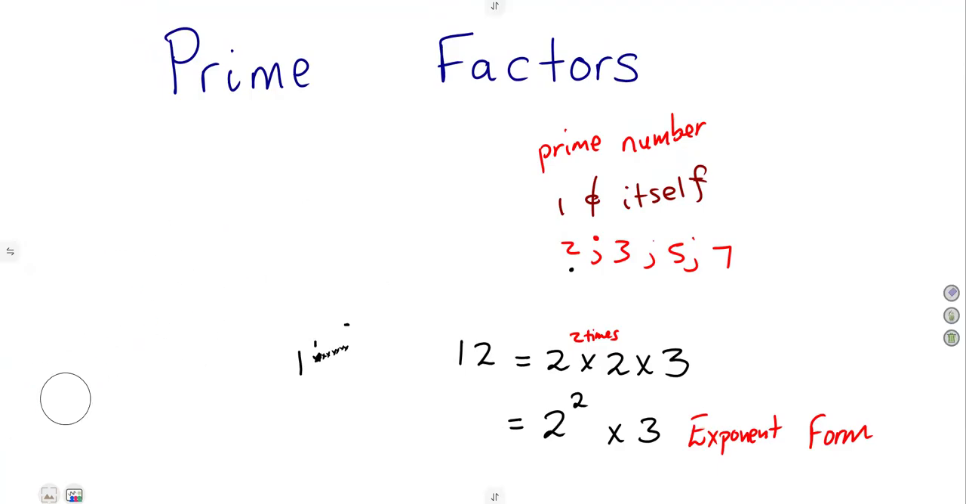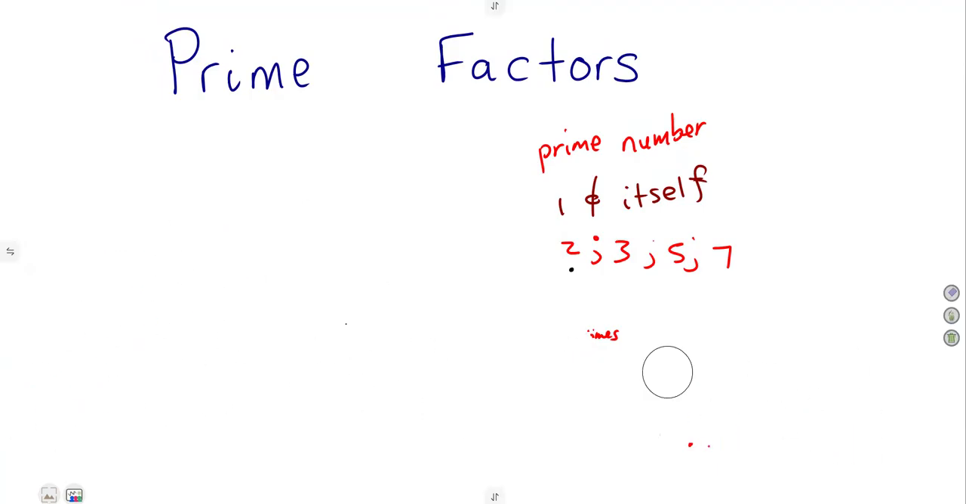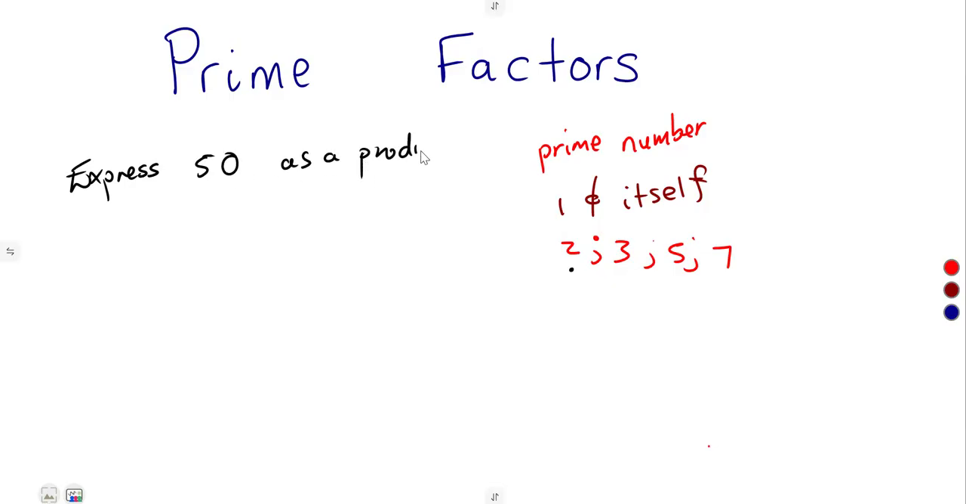All right, let's consider, this part is direct. Let us just consider one or two. We want to express these numbers as a product of their prime factors. So express 50 as a product of its prime factors.